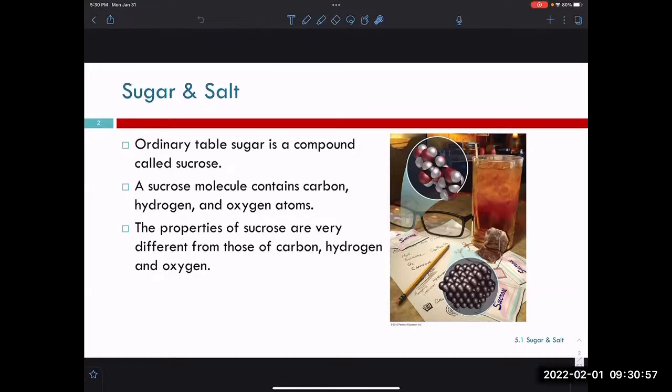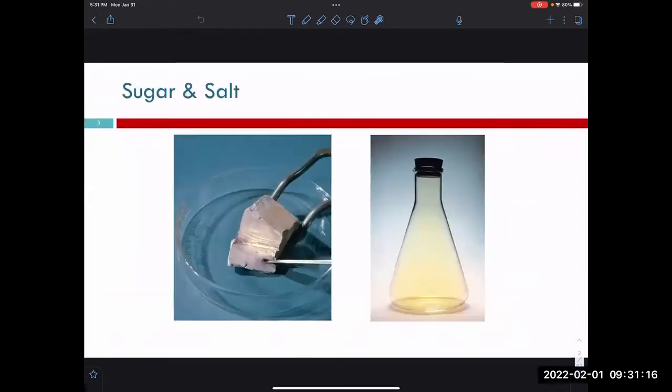And the properties of an entire sucrose molecule are very different than carbon, hydrogen, and oxygen, right? Because hydrogen and oxygen are both gases. Table sugar is not even a gas. Carbon is, well, charcoal is made of carbon. Pencil lead is carbon.